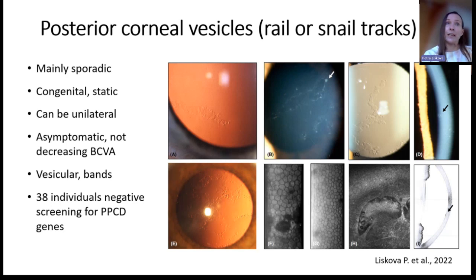There may also be bands, not only vesicles. And we've actually made this observation in 38 individuals, which we all screened for known causes of PPCD, and we did not identify any mutations. So it's a question whether this is a genetic disease at all, or whether the genetic causes of posterior corneal vesicles are different. So I guess we will continue screening them, and hopefully we will be able to give some answers.